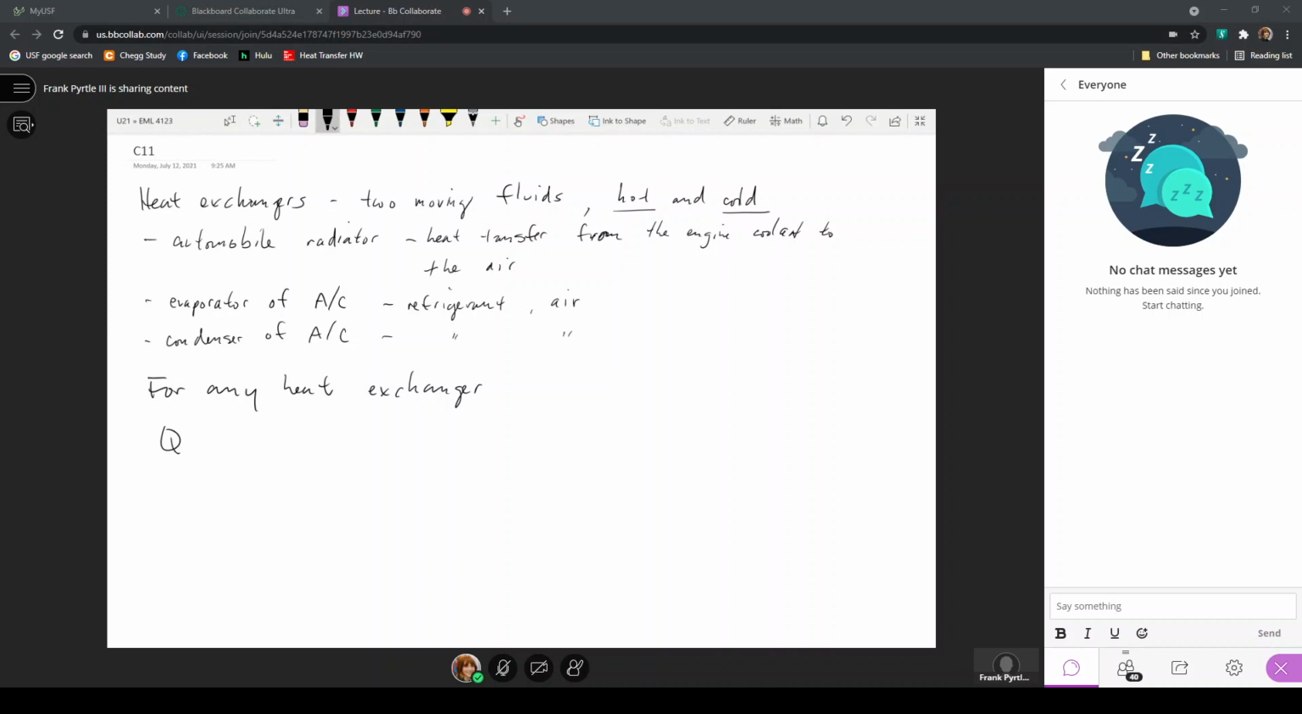The heat transfer rate from the hot fluid will just be defined as the mass flow rate of the hot fluid times the specific heat times the change in temperature, where this will be the inlet temperature minus the exit temperature for the hot fluid, because that hot fluid is going to lose heat as it moves through the heat exchanger.